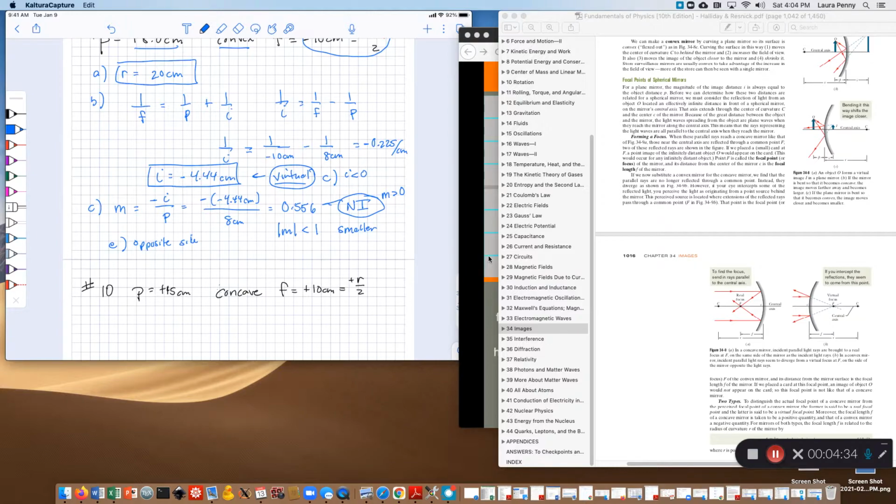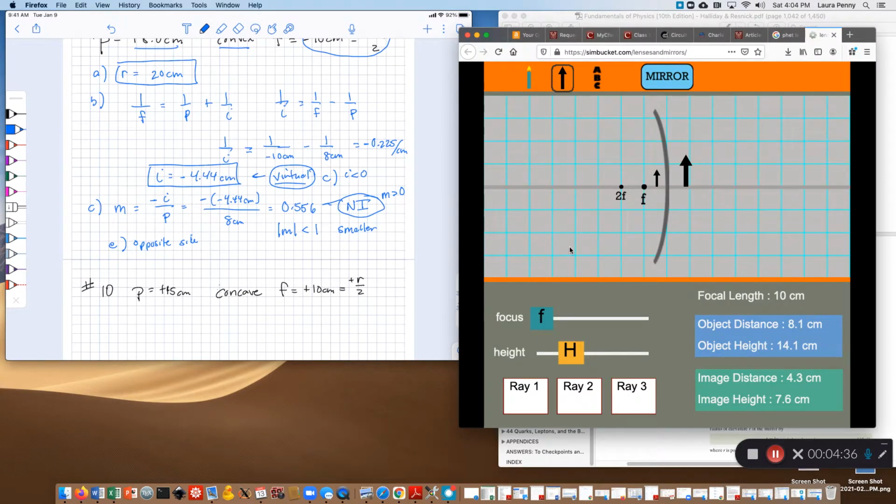I can't recreate this exactly, but this is a simulation that allows me to do this sort of stuff. This actually can be both. This is a concave mirror where my object is on this side. And if I drag my object to the other side, now I have a convex mirror. I already have it set up with a focal length of 10 centimeters. If I try to get my object to 8 centimeters, it doesn't quite let me do exactly 8. It does 8.1 and 7.8. So this is pretty close, but this is what we're talking about.